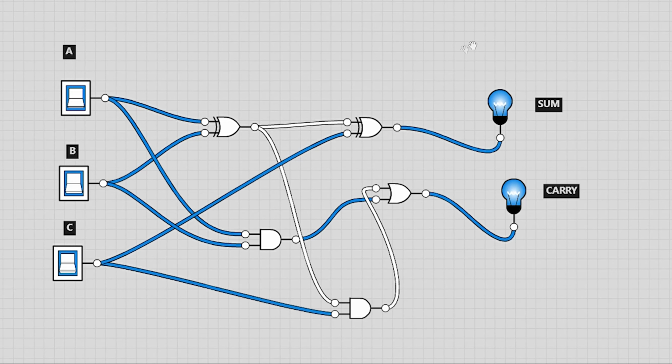When all the inputs are 1, the sum is also 1 and the carry is also 1.